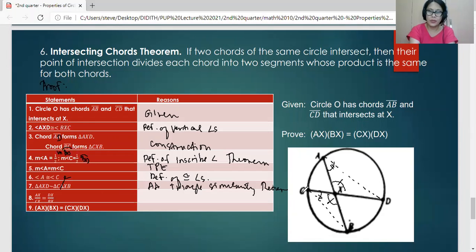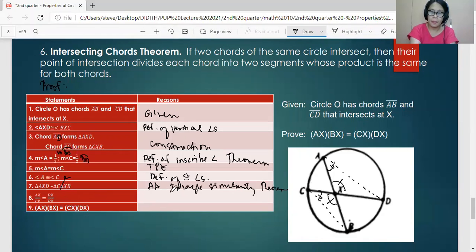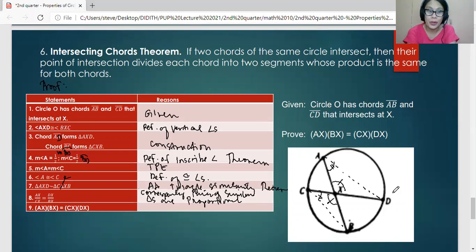Now AX over CX is equal to CX over BX. Why? Because corresponding parts of similar triangles are proportional. We were able to prove that the two triangles are similar. So the other corresponding parts also are proportional. And that's for statement number 8.